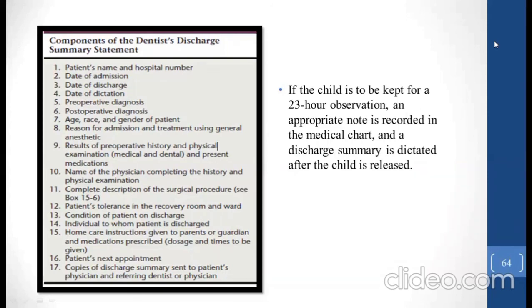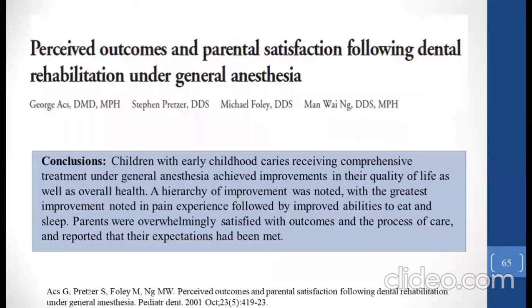patient's tolerance in the recovery room and the ward, condition of the patient on discharge, and the individual to whom the patient is discharged, home care instructions given to the parents or guardian, and medication that is prescribed, dosage and time to be given, patient's next appointment, and copies of discharge summaries signed to the patient's physician and referring dentist or physician. If the child is to be kept for 23-hour observation, an appropriate note is recorded in the medical chart and the discharge summary is dictated after the child is released.